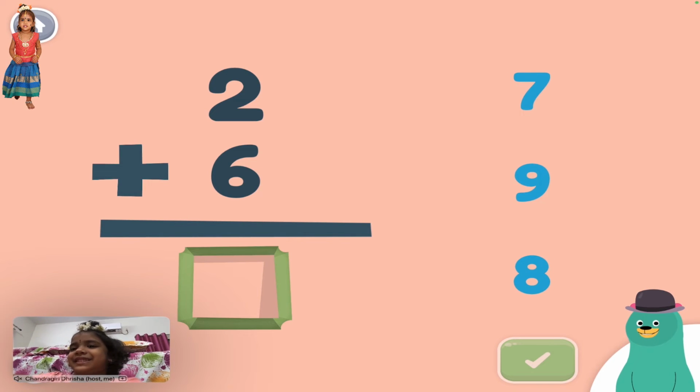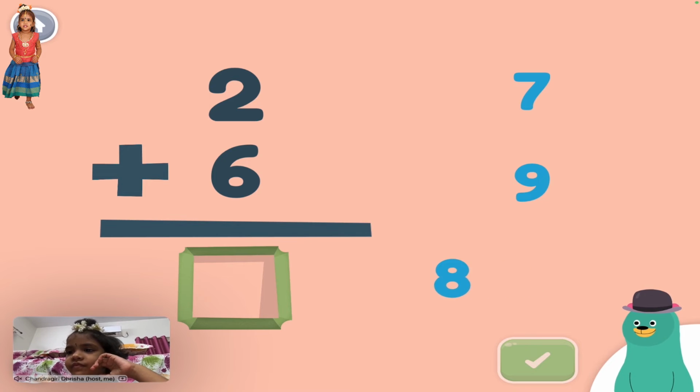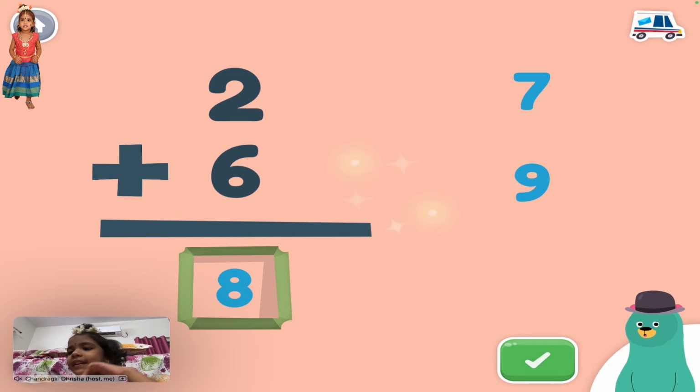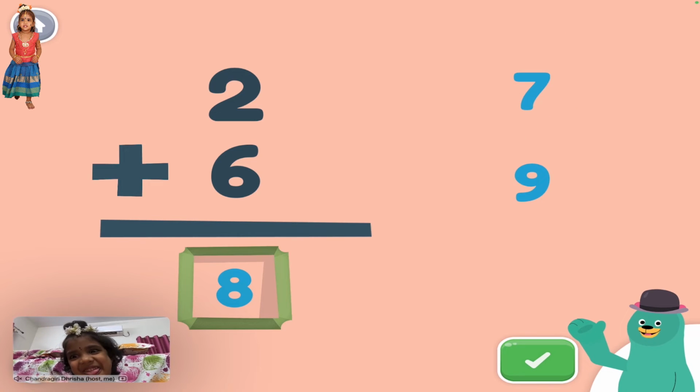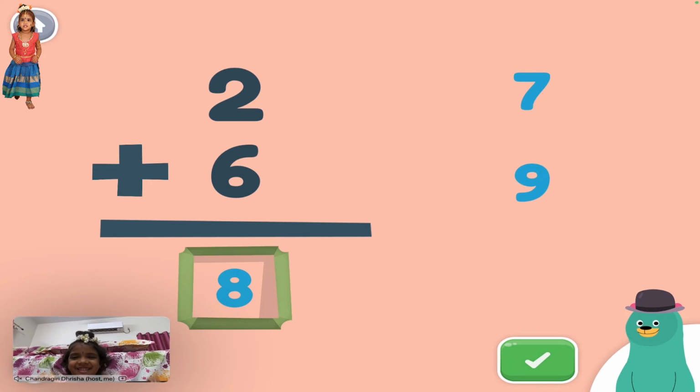We can also add from top to bottom. How much is 2 plus 6? Drag the answer to the empty square. You got it! 2 plus 6 equals 8.